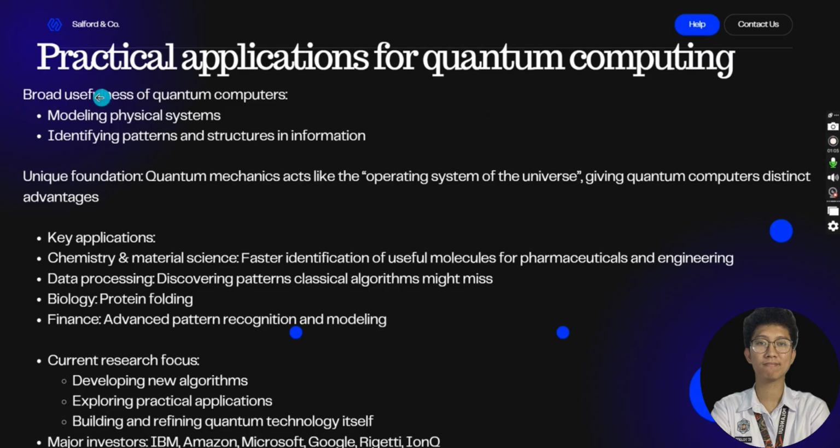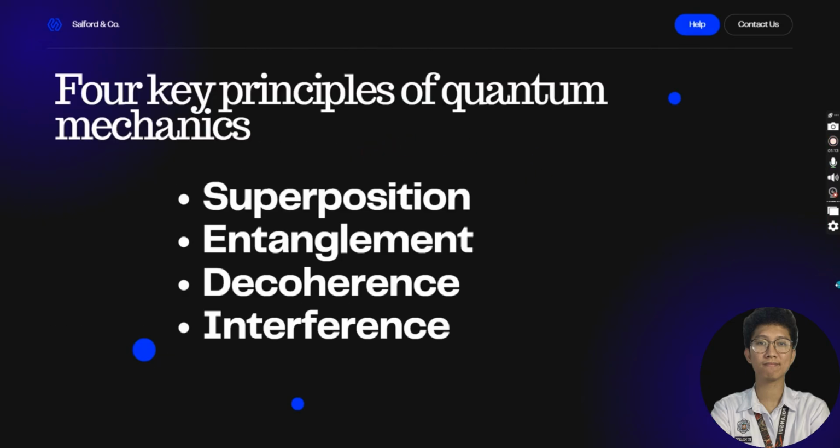So as you can see here, there are different practical applications for quantum computing. There are modeling, identifying patterns, etc. So here are the four key principles of quantum mechanics.